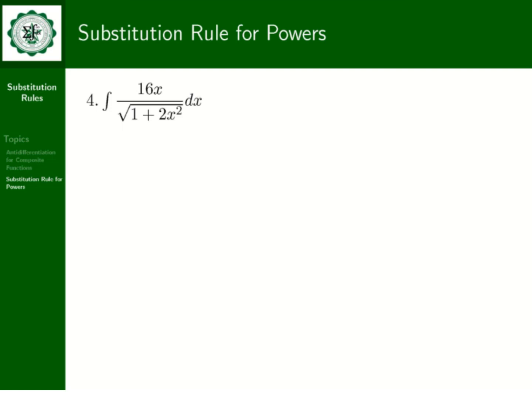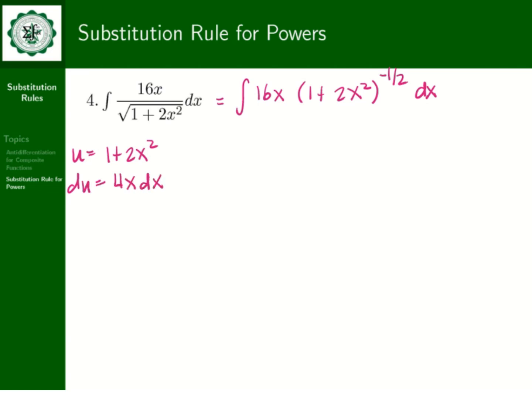For example 4, we have find the indefinite integral of 16x over the square root of 1 plus 2x squared dx. So let us first transform our given. So this is equal to 16x times the quantity 1 plus 2x squared raised to negative 1 half dx. Now we let u be the base, so that is 1 plus 2x squared. And then differentiating this, we get du is equal to 4x dx.